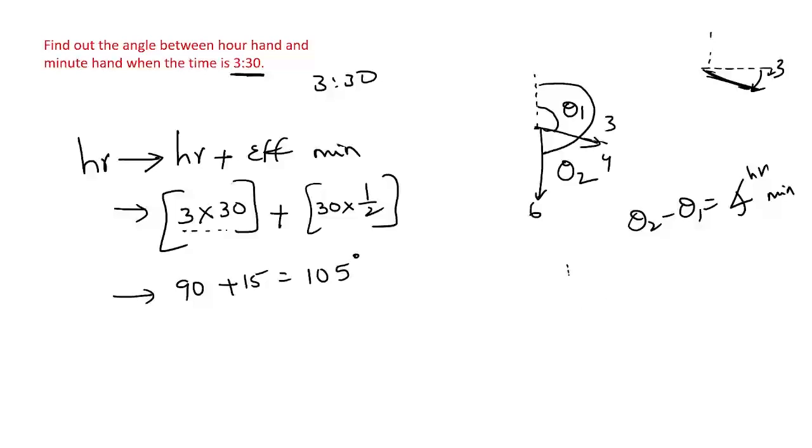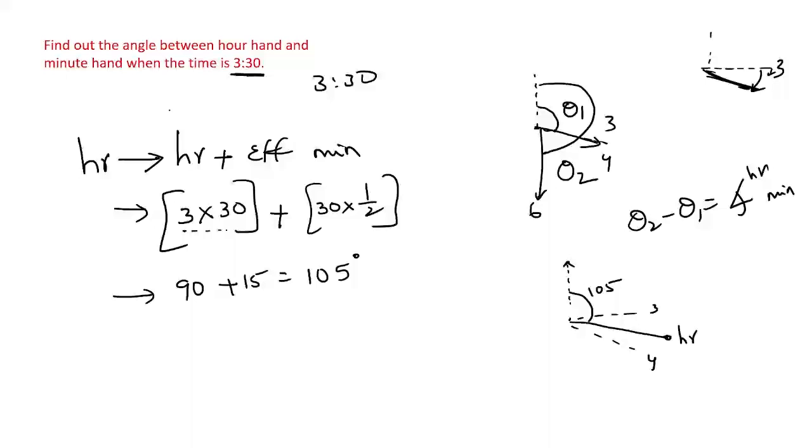That means if you take this as the reference point, the hour hand is exactly 105 degrees from the starting point. From here, it's going to be 105 degrees. That is the angle made by the hour hand. So I'm repeating once again. First of all, you need to find out the angle made by the hour hand.